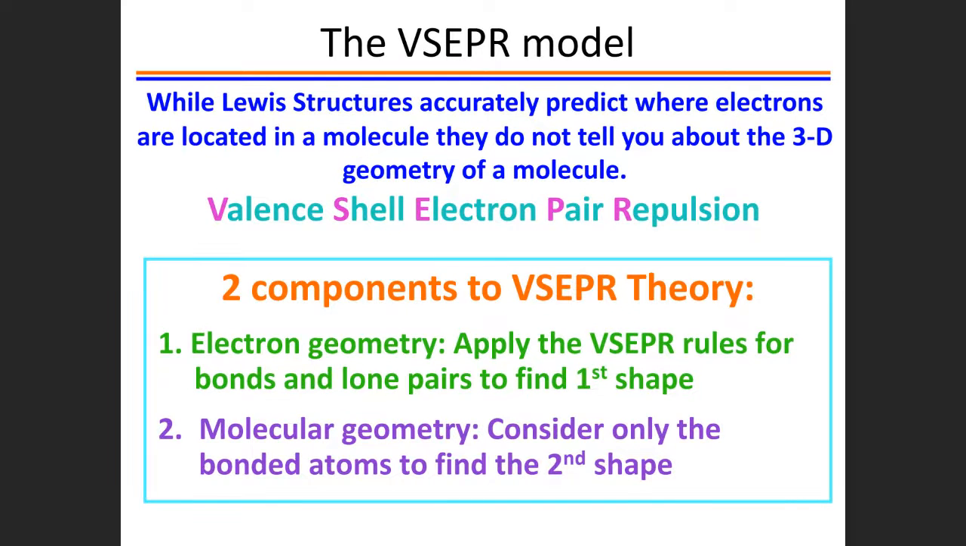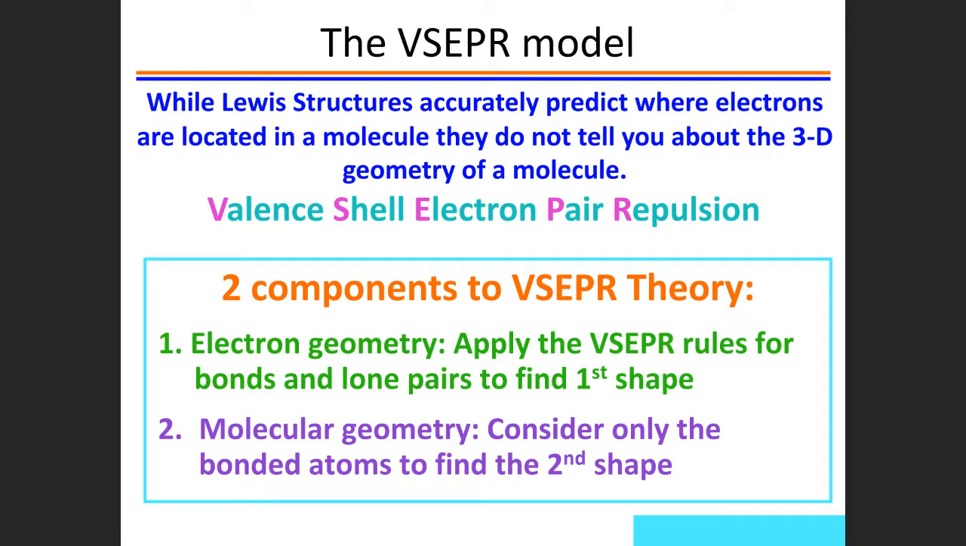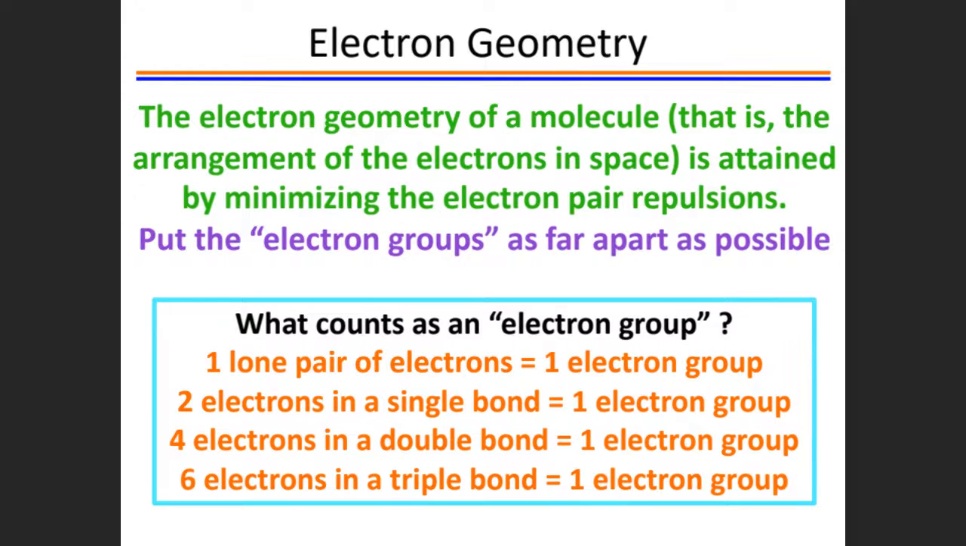But anyway, we can apply the electron geometry VSEPR rules for bonds and lone pairs to find the first shape, and molecular geometry considers only bonded atoms to find the second shape. So let's see. First, we will talk about the electron geometry.